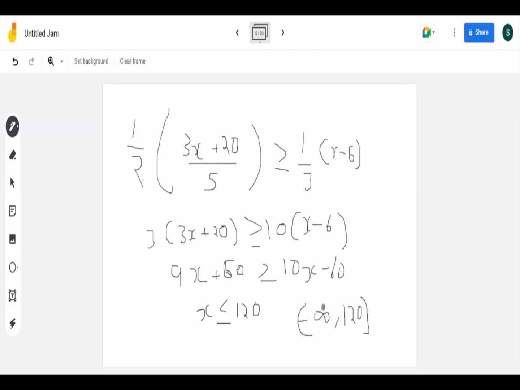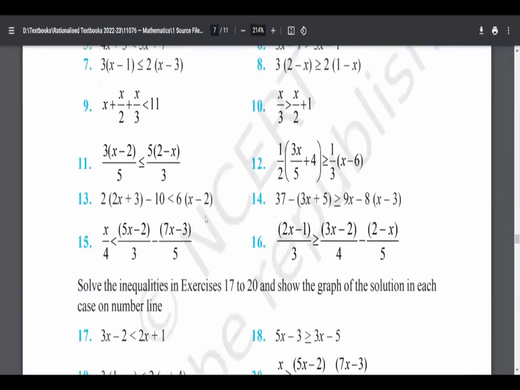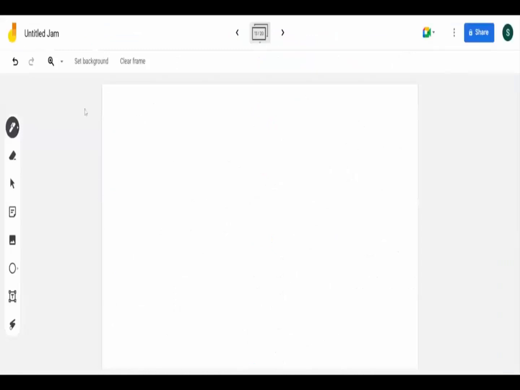Again, you can draw the number line to check this is the correct answer. Let us move on to the next question. Here, question number 13. Again, this is kind of similar. Open the bracket, simplify, solve for x. Let us do it. 2 times 2x plus 3 minus 10 is less than 6 minus 2. That is, if we open the bracket, 2 times 2x plus 3, we get 4x plus 6. And we had minus 10 here, 4x plus 6 minus 10.